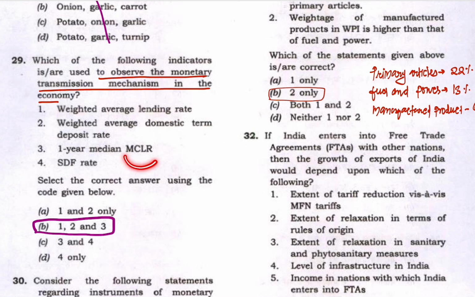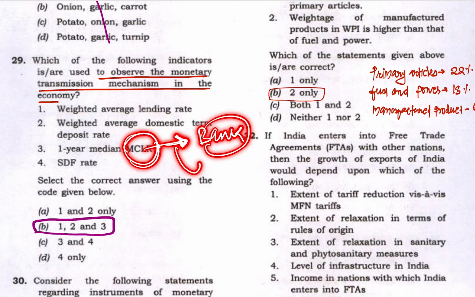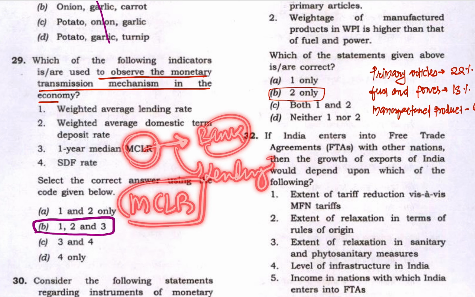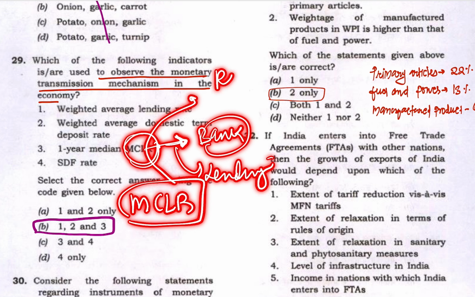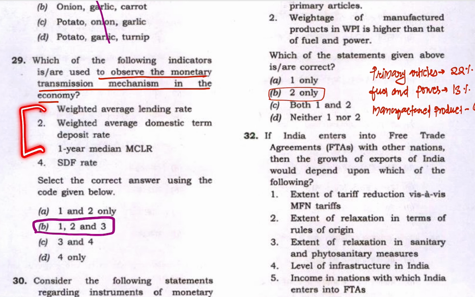Then 1 year median MCLR, the marginal cost based lending rate. This is the parameter used by banks to decide the lending rate. Remember this MCLR. Now MCLR has a link with the repo rate, the policy rate decided by the RBI. That's why 1, 2, 3 are correct.